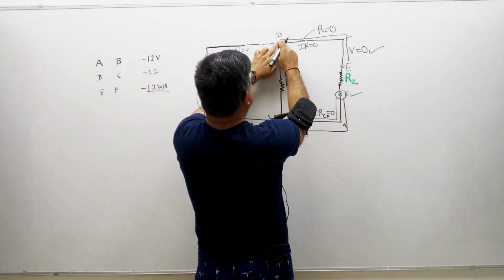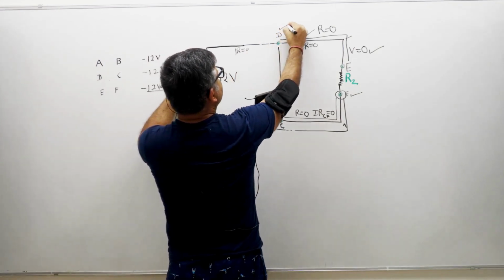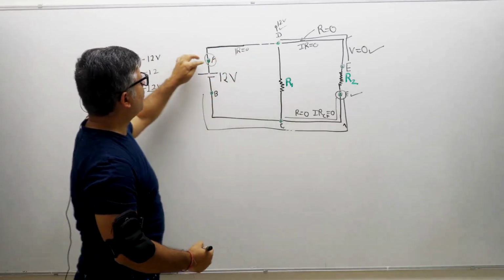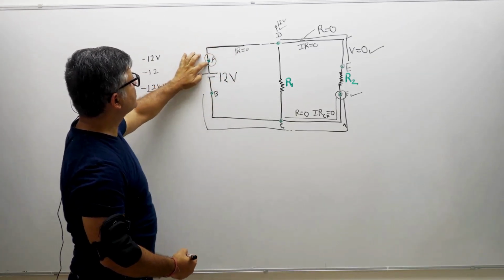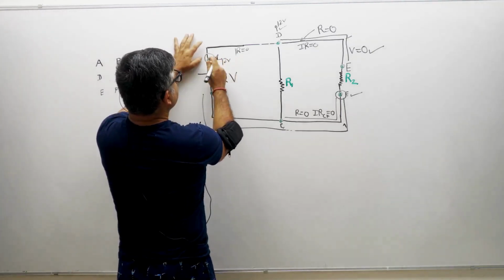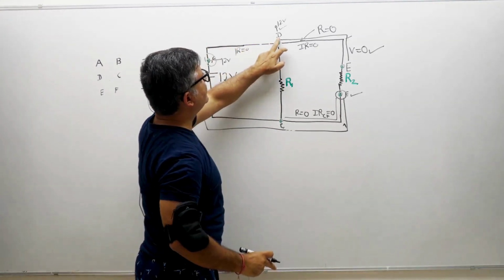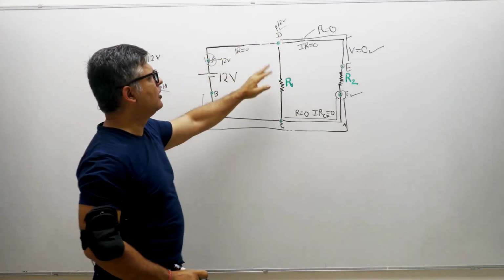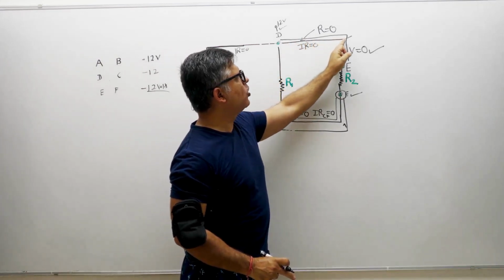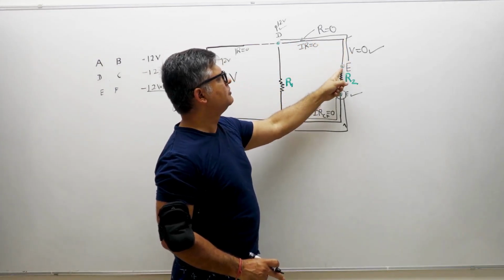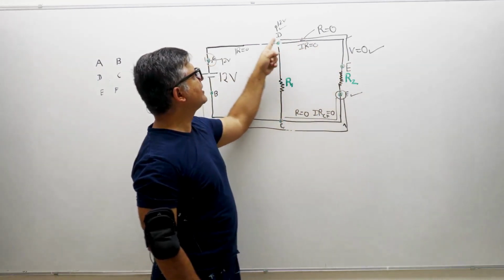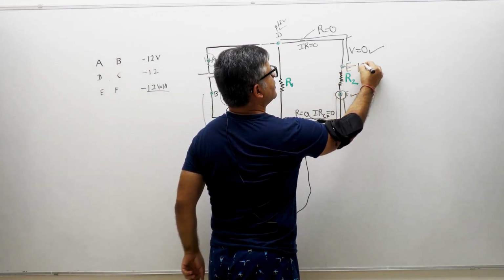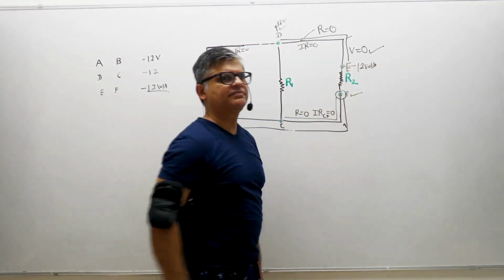Then move forward from D. D, by the way, is also at 12 volts because it is connected to the point A and there is no drop. There is no potential drop, and therefore D also is at 12 volts. If there was a potential drop, D would show you a lesser value. Move forward. No potential drop. E is also connected to D directly, so D and E are also at 12 volts.